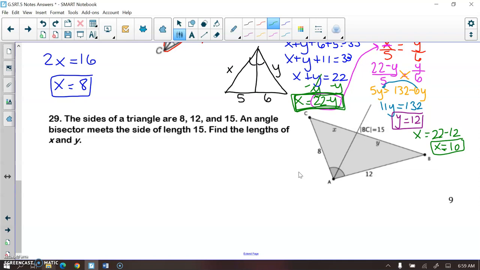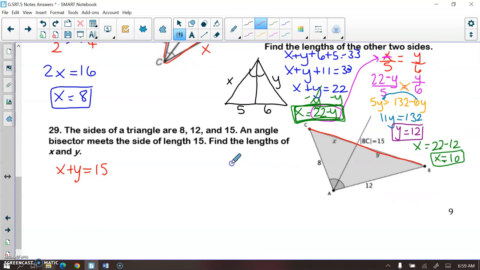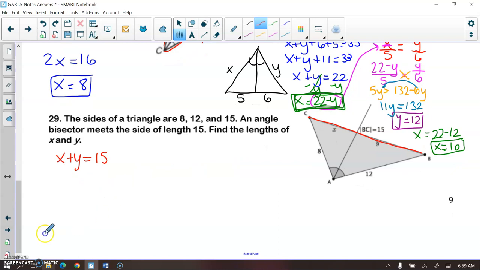All right, looking at the next one, I'm going to have you pause the video because it is very similar to what we just did, except this time we're not given the perimeter, we're given that these two sides add together to get 15. So that's going to be one of our equations instead. Now I'm going to have you go from here using exactly the same method that we did in number 28. Please pause the video and try this one on your own, and then resume the video to check your answers.